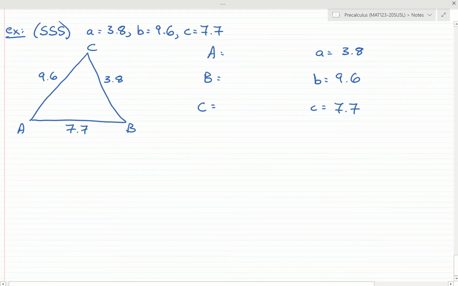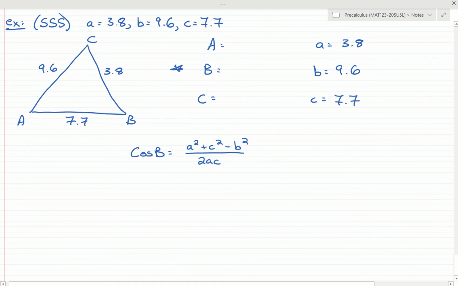All right, so when we were talking about law of cosines, I asked you to always find the largest side first or find the largest angle first. In this case, it looks like it would be angle B. So according to our formula to find an angle, we're going to find the cosine of angle B. That would equal a squared plus c squared minus b squared over 2ac. So the cosine of angle B is equal to 3.8 squared plus 7.7 squared minus 9.6 squared over 2 times A times C.